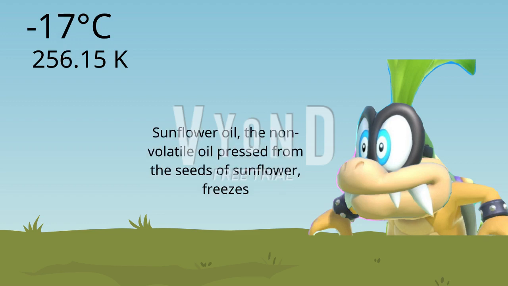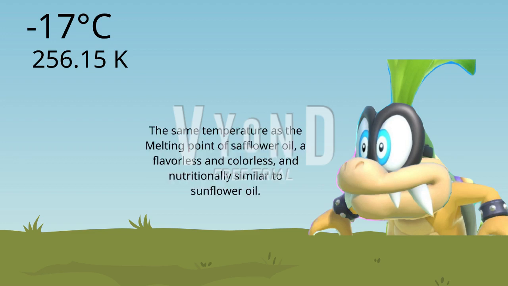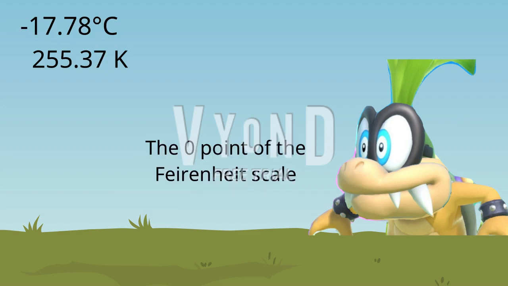At -17 degrees Celsius, or 256.15 Kelvin, sunflower oil, the non-volatile oil pressed from the seeds of sunflower, freezes. The same temperature as the melting point of safflower oil, a flavorless and colorless oil, nutritionally similar to sunflower oil. At -17.78 degrees Celsius, or 255.37 Kelvin, we reached the 0 point of the Fahrenheit scale.